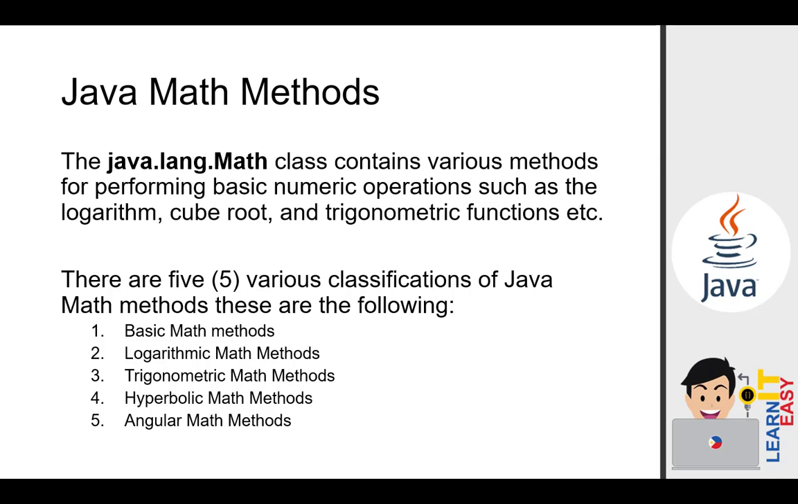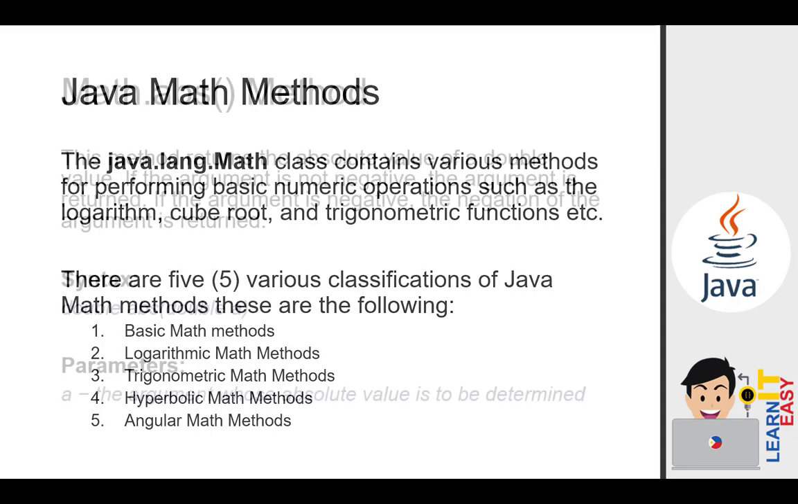There are 5 various classifications of Java math methods, and these are the following. We have basic math methods, the logarithmic math methods, trigonometric math methods, hyperbolic math methods, and the angular math methods. In this lesson, we will just focus on some of the most important and usable basic math methods. It's up to you to explore other functions available in the Math class.